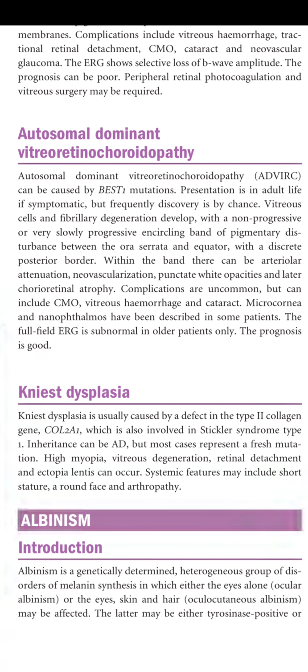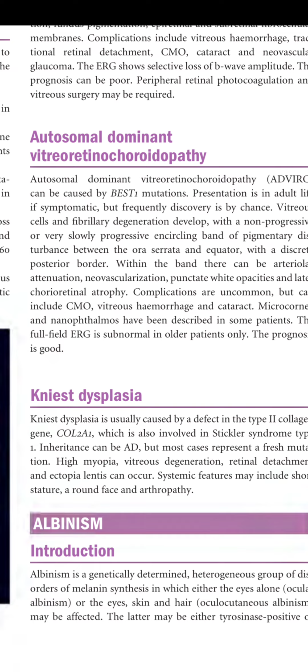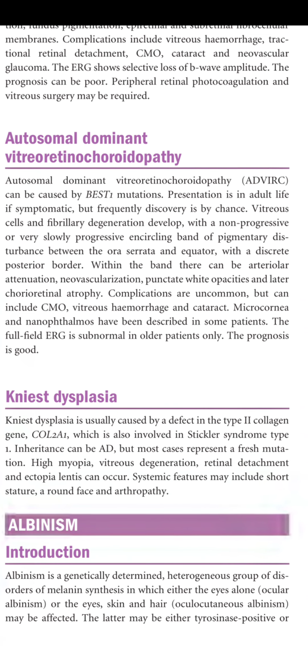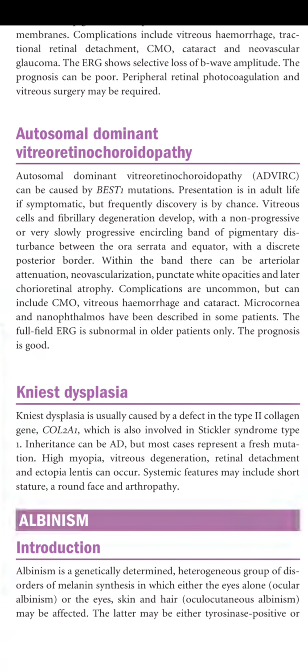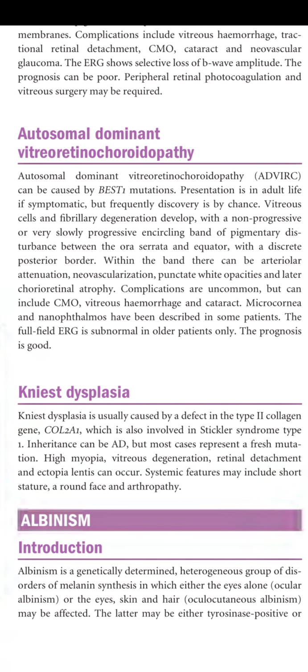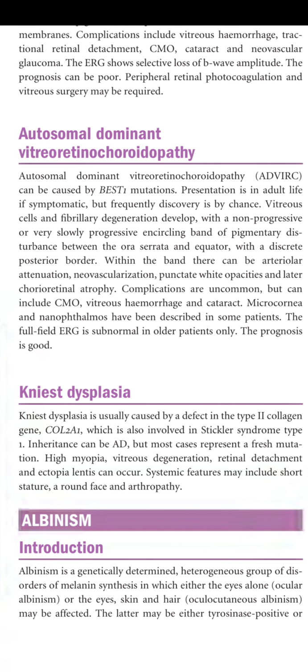Then there is Kniest dysplasia. Kniest dysplasia is usually caused by a defect in the type 2 collagen gene COL2A1, which is also involved in Stickler syndrome type 1. Inheritance is autosomal dominant, but most cases present as a fresh mutation. High myopia, vitreous degeneration, retinal detachment, and ectopia lentis can occur. Systemic features may include short stature, a round face, and arthropathy. So it is very similar to Stickler syndrome type 1.